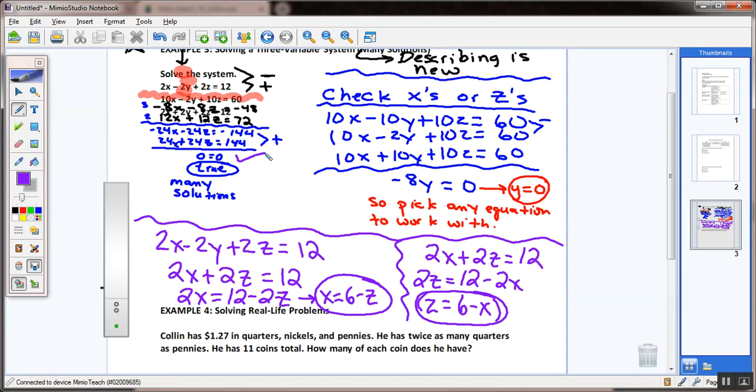What's the z value? Many solutions are going to be described this way right here. This is how you're going to describe it. The first one's going to be 6 minus z. We know the y value is 0. And 6 minus x.